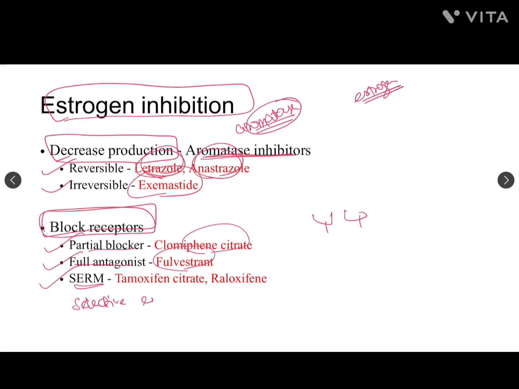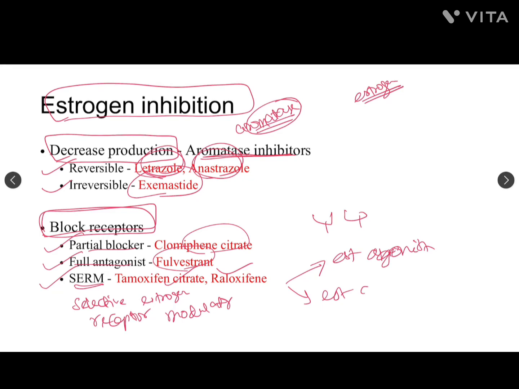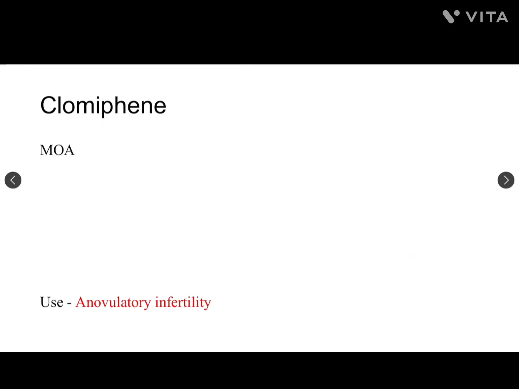SERM means selective estrogen receptor modulator. So what do you mean by this fancy term? It means these compounds, depending on the tissues, can be either estrogen agonistic, or they can even be estrogen antagonistic. This depends on the tissue that they act upon. Examples: tamoxifen citrate, raloxifene.